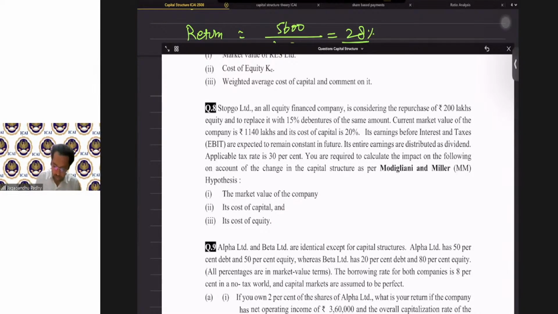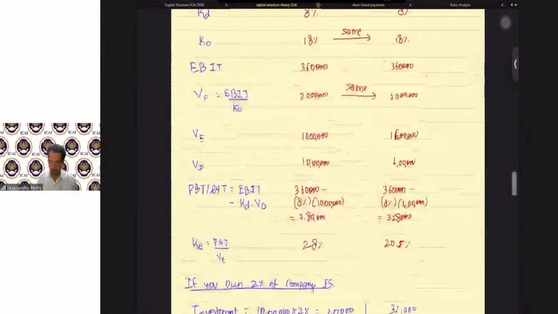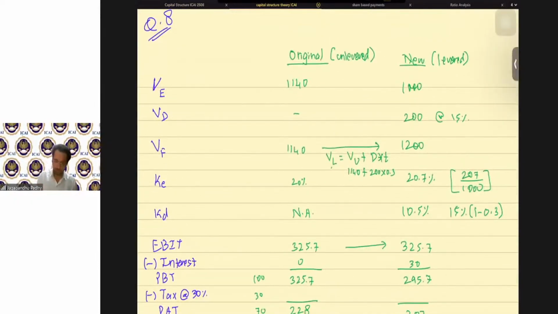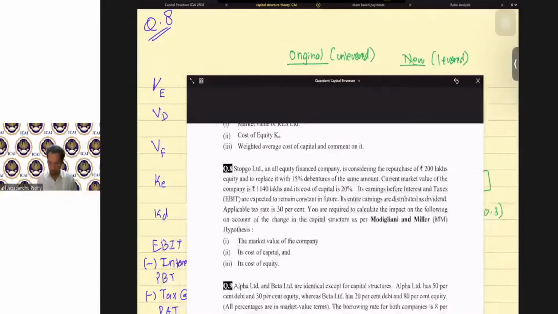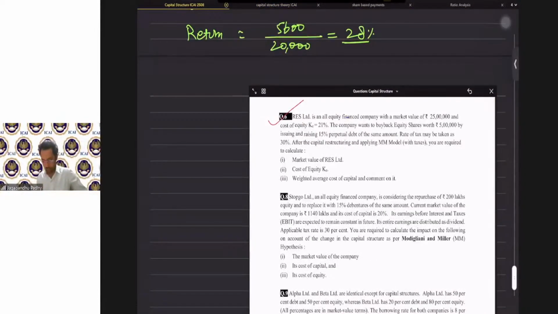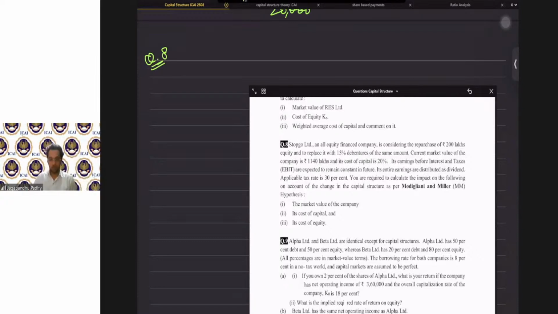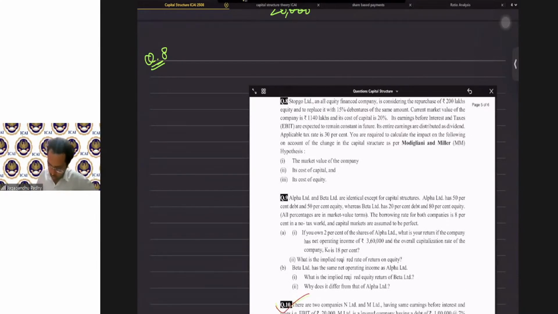Okay, so let me just run you through the solution for the same. Question number 8. I'll be uploading these solutions, by the way, after today's class. Or let me just do one thing. I'll solve it for you. Question 8. Stopco Limited, an all-equity financed company, is considering repurchase of 200 lakhs.